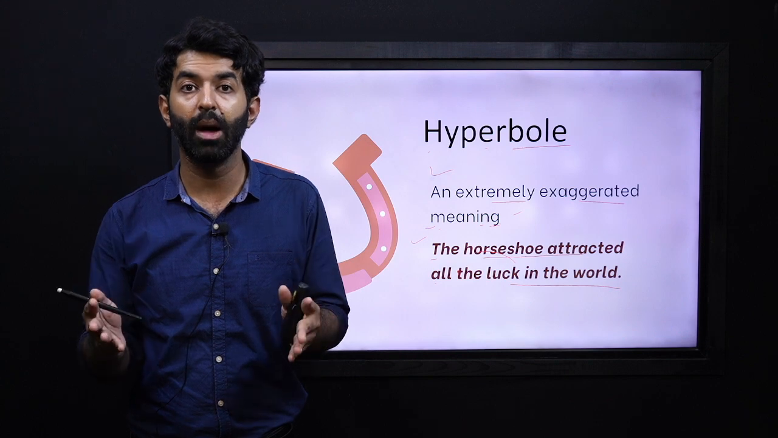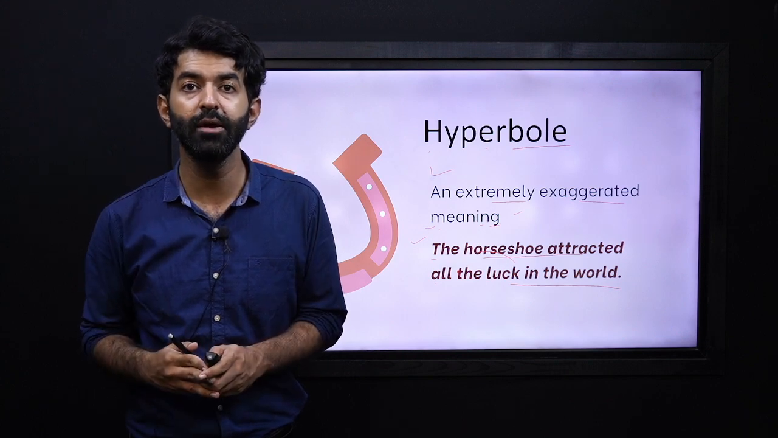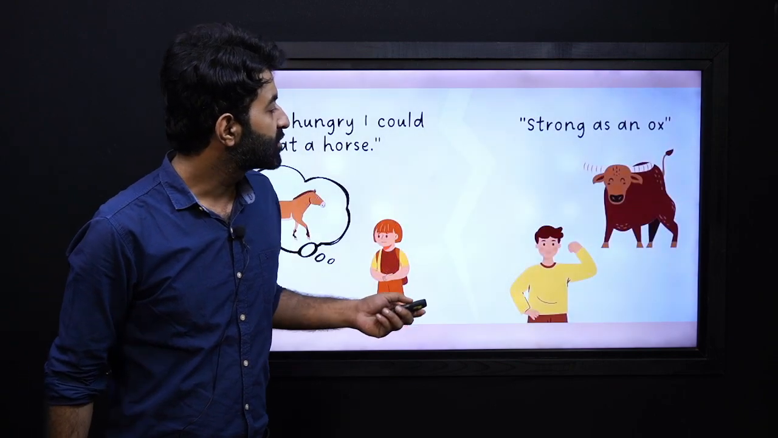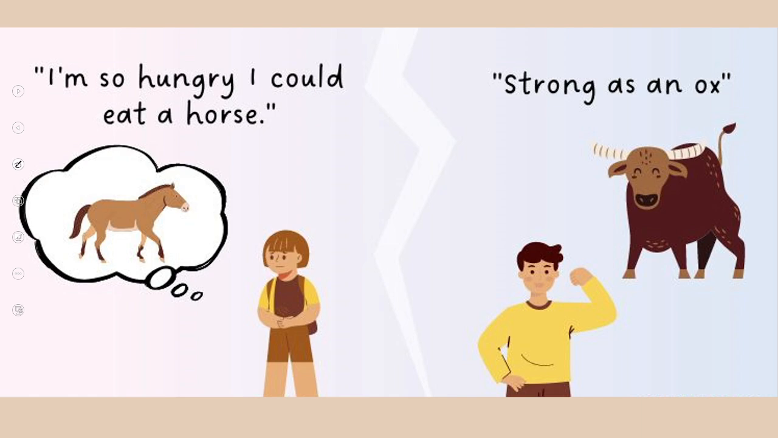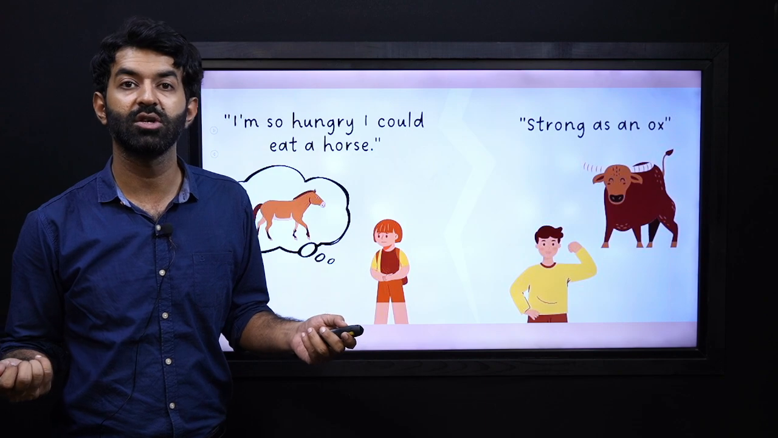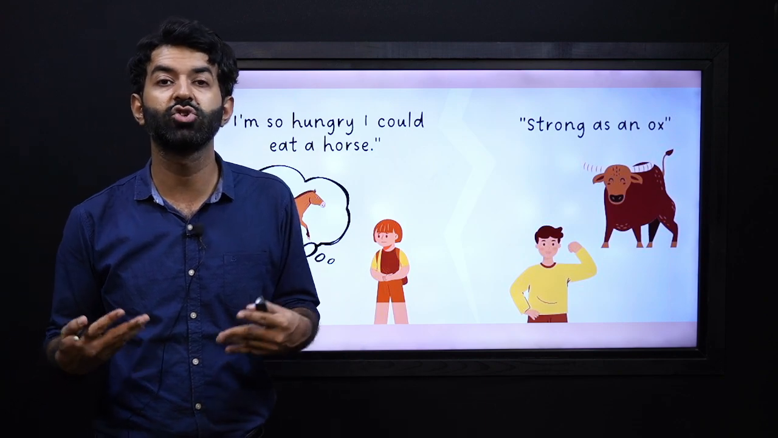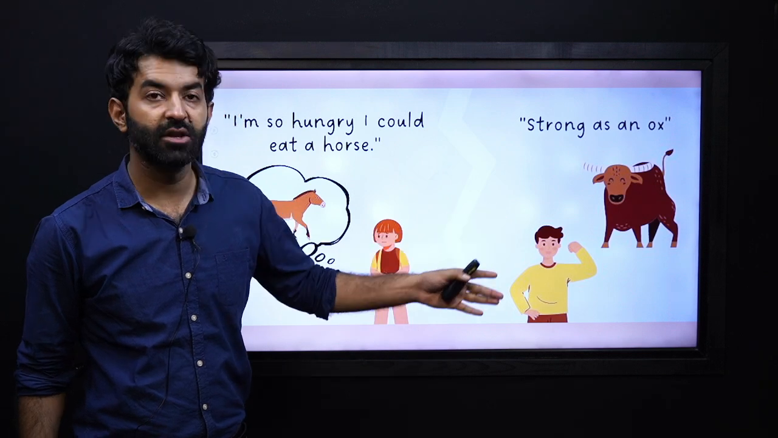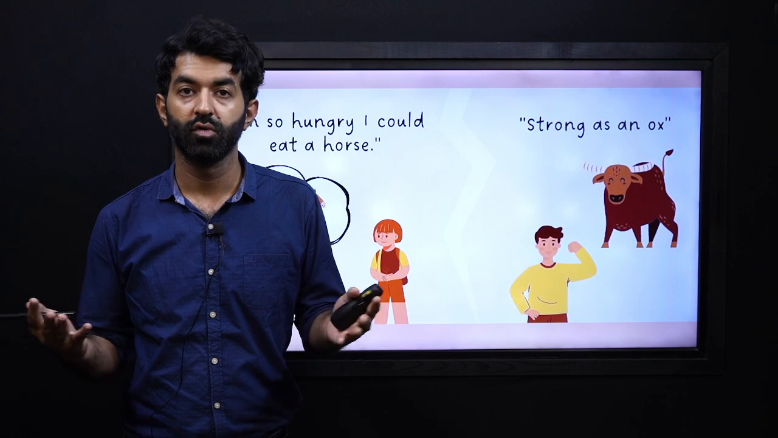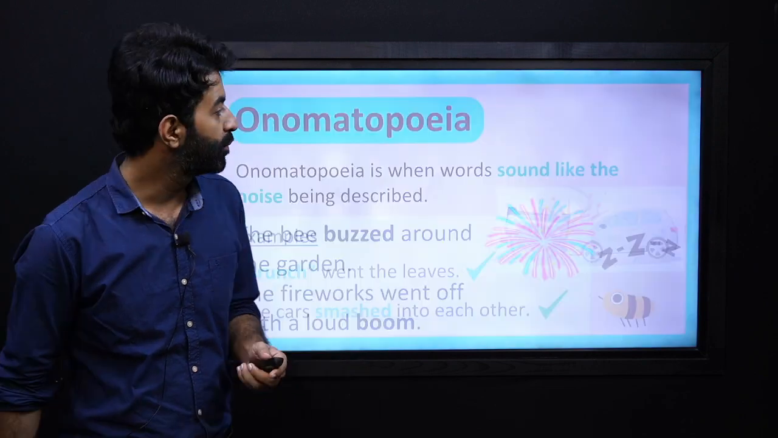All right, can you come up with your examples of hyperbole? Good. Here are some more examples. "I am so hungry I could eat a horse." It's impossible. This is just hyperbole, an exaggeration. "Strong as an ox." He is strong as an ox. So this is also an example of hyperbole.